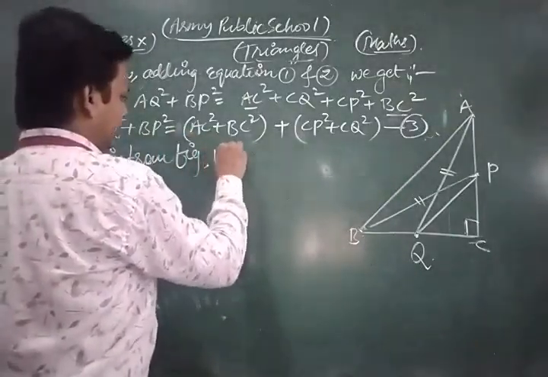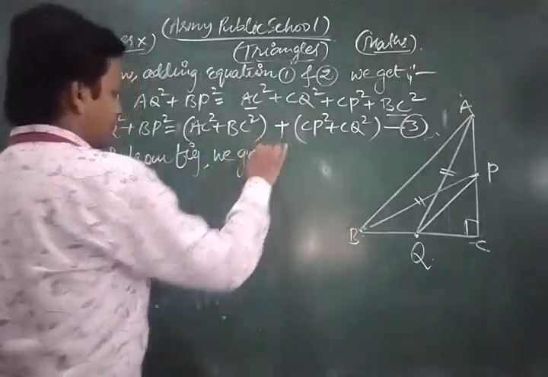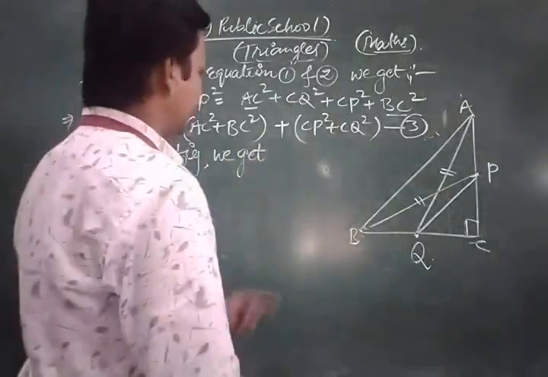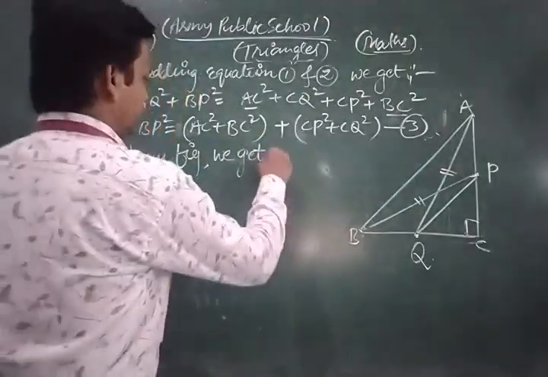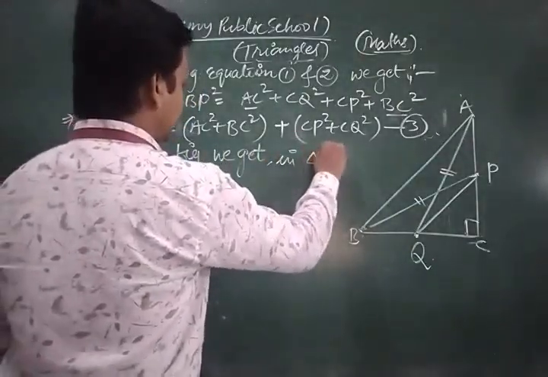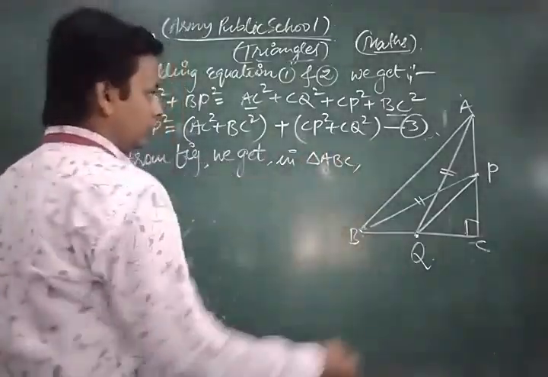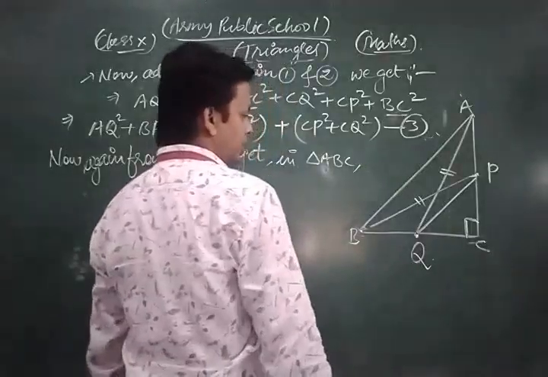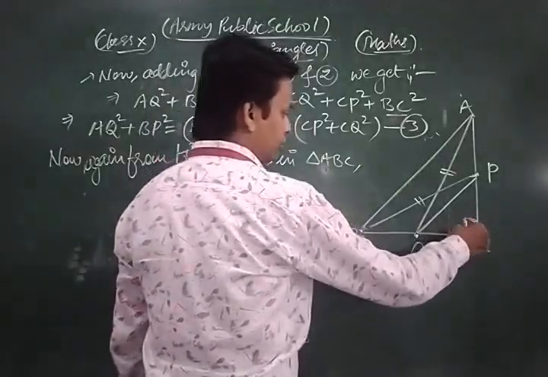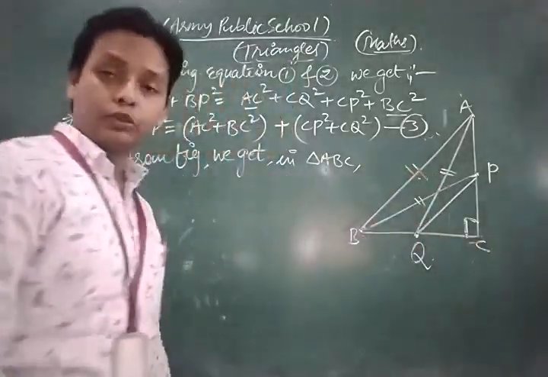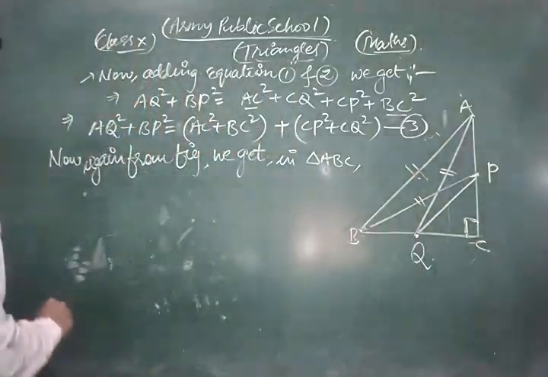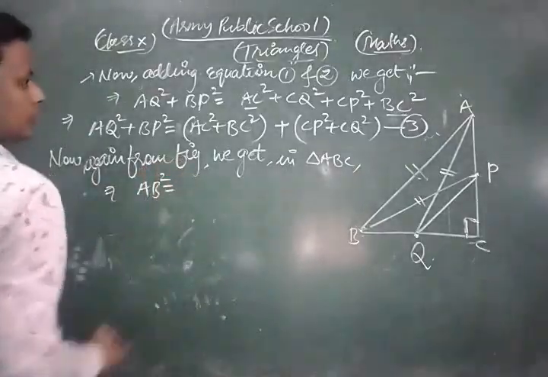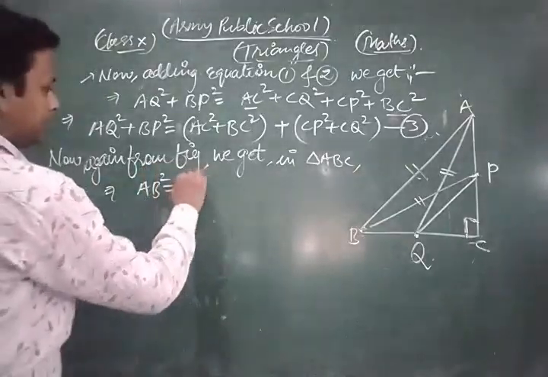From the figure we get: look at triangle ABC. In right angle triangle ABC, angle C is 90 degrees, and the side opposite to that is AB, which means the hypotenuse. So AB square is equal to what? AC square plus BC square.